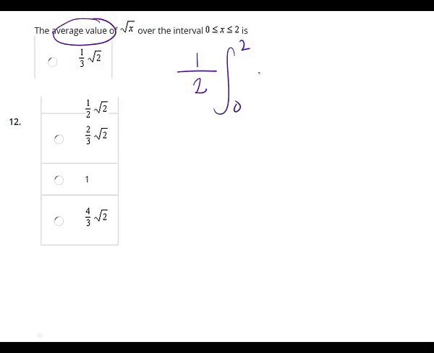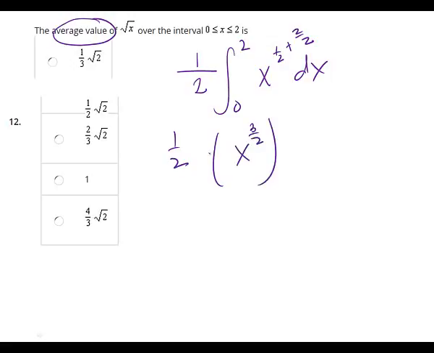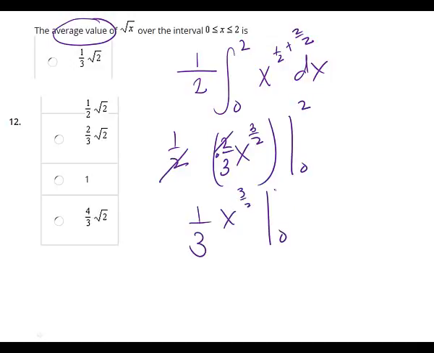Instead of writing the square root of x, can't I write x to the 1/2 power? Alright, so we're going to add 1. Okay, so let's see. I've got x to the what power? 3 halves divided by 3 halves or multiplied by 2 over 3, the reciprocal, from 0 to 2. We're going to do some simplifying first. 2's cancel, right? So I have 1/3 x to the 3 halves from 0 to 2.